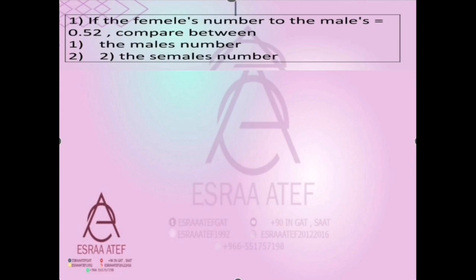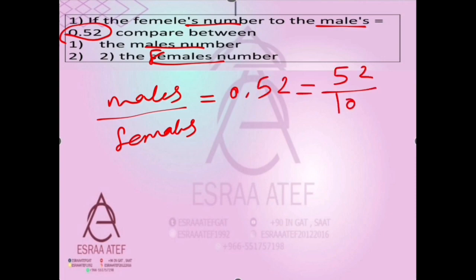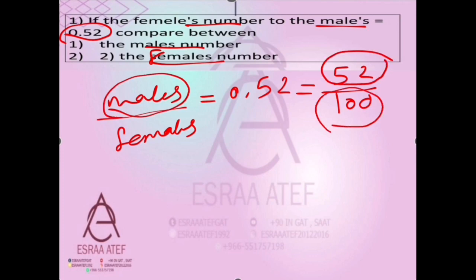Okay, here we have the female's number to the male's number is 0.52, and he wants to compare between the male's number and the female's number, which means that males over females equals 0.52, which means 52 over 100. So the males are 52 for each 100 females, which means that the females number is bigger, so we will choose the second value, which is bigger, so the choice will be the letter B.